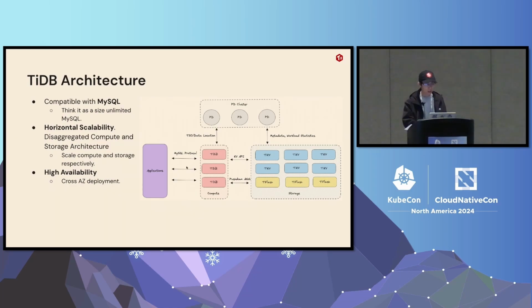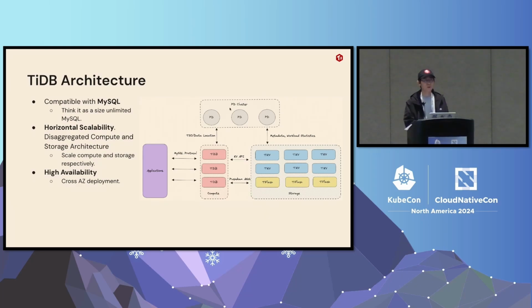And TiDB is a disaggregated compute and storage architecture, so you can scale the compute layer or the storage layer respectively. Of course, it's a high availability system. And the PD is a metadata center.